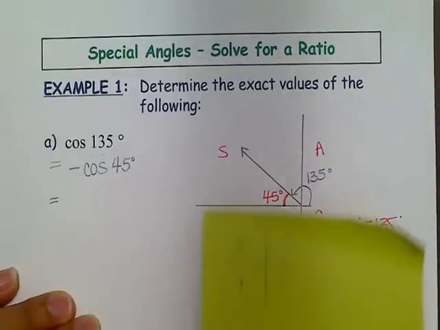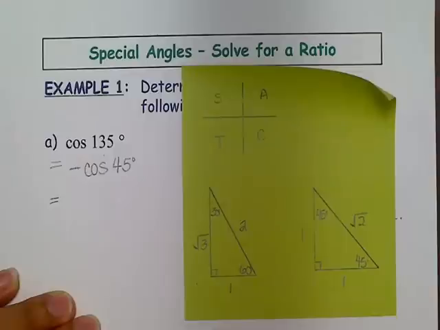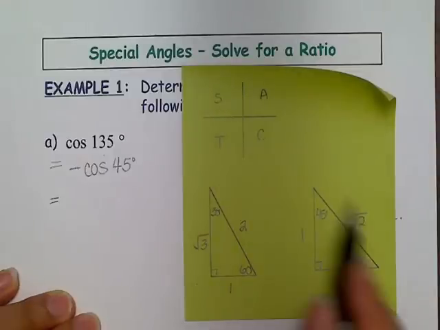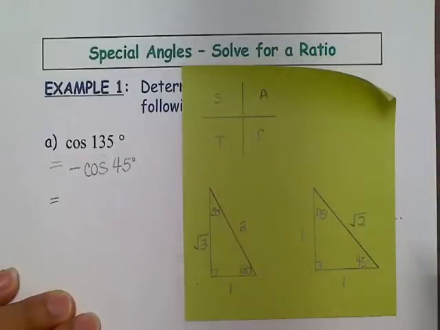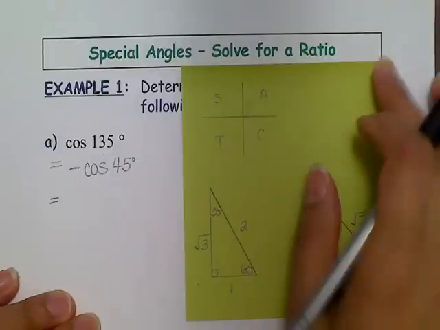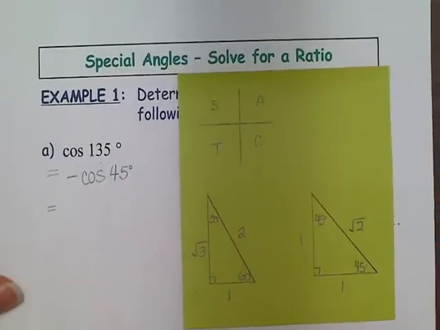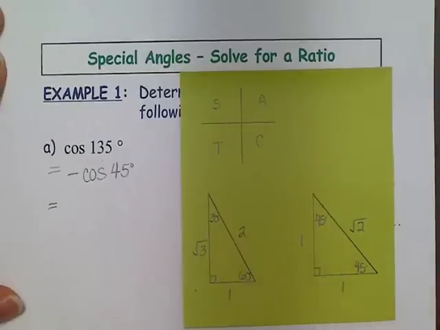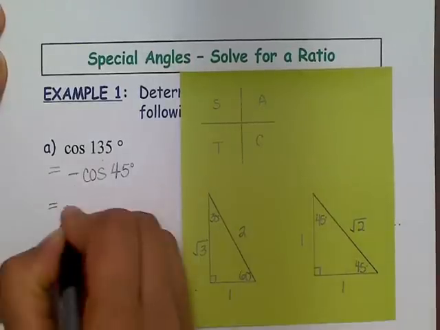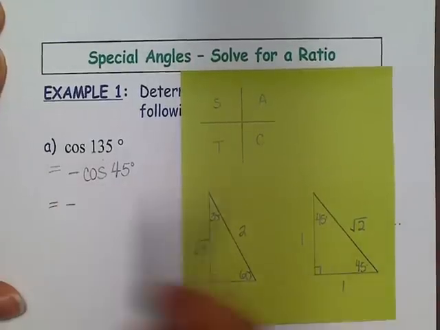Now because I have negative cos of 45 degrees, I can evaluate the cosine of 45 degrees by using my special triangle. You'll notice that I actually wrote these out on the side. These are 3 pieces of information that I will always continue to make sure I have so that I can actually solve any of these special triangle problems.